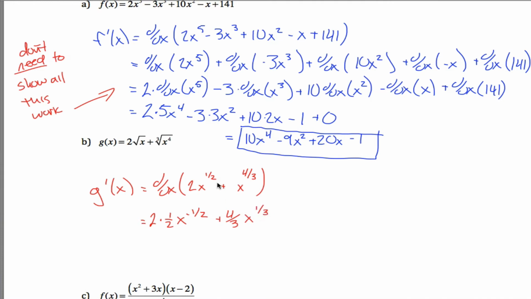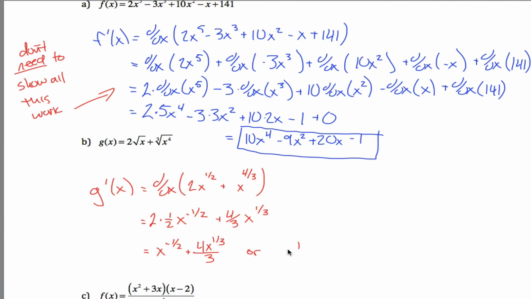It's applying my power rule, taking the exponents and bringing them down in front, and then subtracting 1 from the exponents. 1/2 minus 1 is negative 1/2. 4/3 minus 1 is 1/3. And I can clean this up a little bit. 2 times 1/2 is just 1. So I have x to the negative 1/2 plus maybe 4x to the 1/3 over 3 if you want.